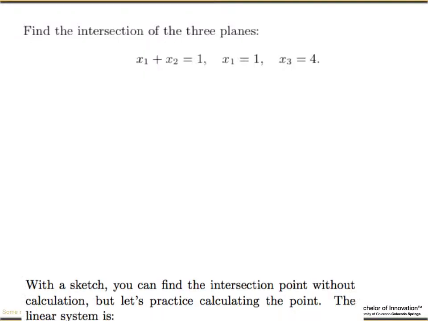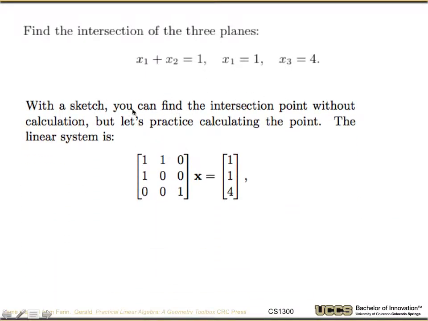Okay, so as I said, it's pretty easy to sketch it. I'm going to skip the sketch in this case because my drawing's not that good, but let's do the algebra. We want to build our linear system, which is 1, 1, 0, because we have 1x1 plus 1x2 plus 0x3 equals 1. Our next row is 1x1 plus 0x2 plus 0x3 equals 1, and our last row is 0x1 plus 0x2 plus 1x3 equals 4. So this is the general matrix.